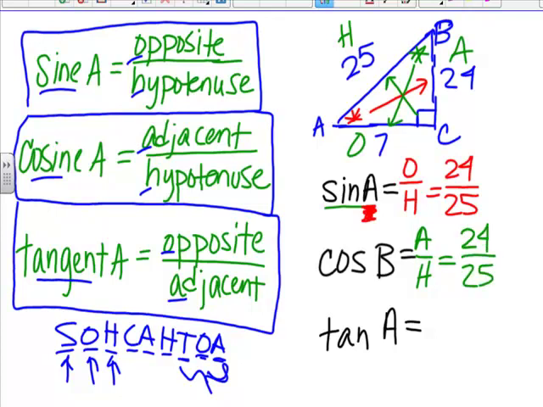And then last but not least, I have tangent of A. So I would go back to using my perspective from angle A, and tangent is SOHCAHTOA, opposite over adjacent. From before, my opposite is 24, and my adjacent, now that I'm looking at it from this perspective, is 7. So hopefully you remember this.